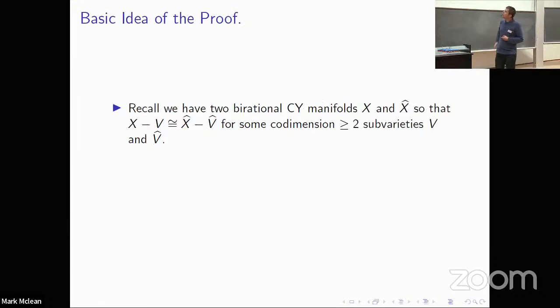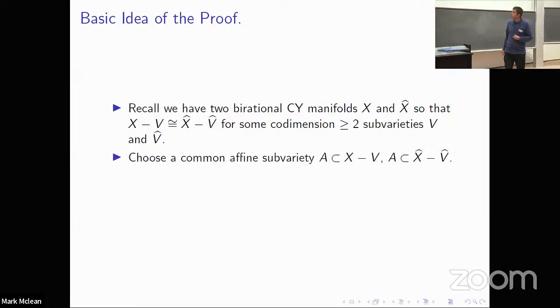And remember, two birational Calabi-Yau manifolds, X and X hat, are isomorphic outside codimension 2 subvarieties, and I want to use that fact. So the first thing I want to choose, away from V and V hat, which is the region where the birational transforms are ill-defined, is some sort of affine subvariety. X and X hat are projective, so I can do this. I've called it A in X and A in X hat, so I've just called it A on both sides.